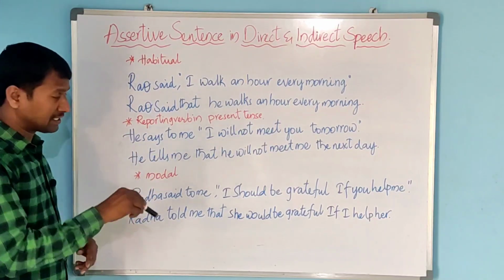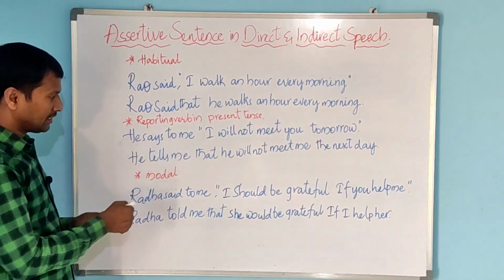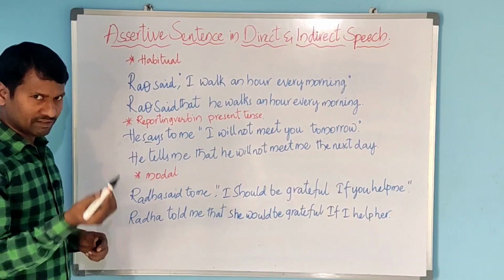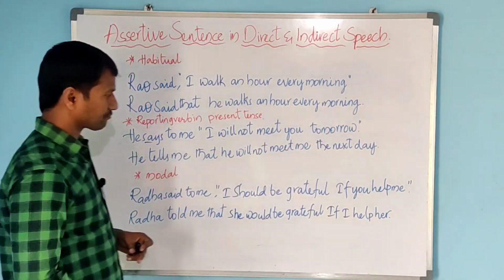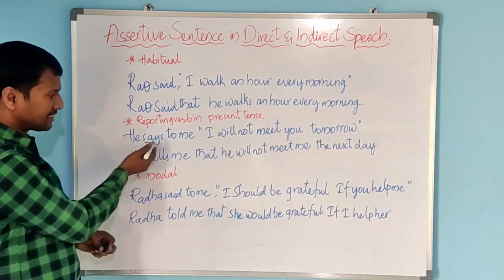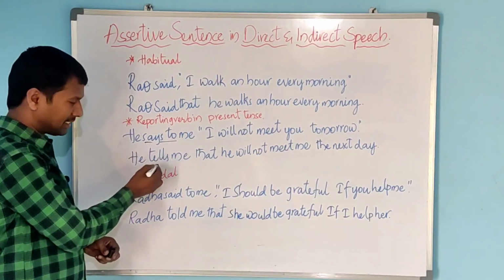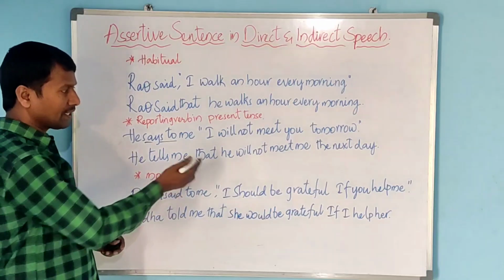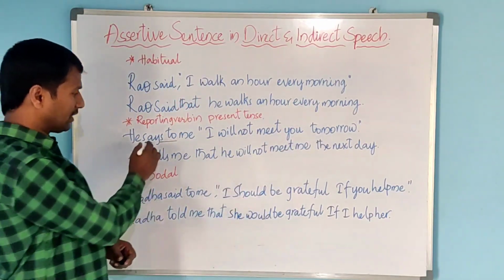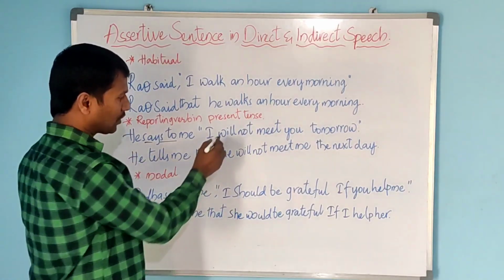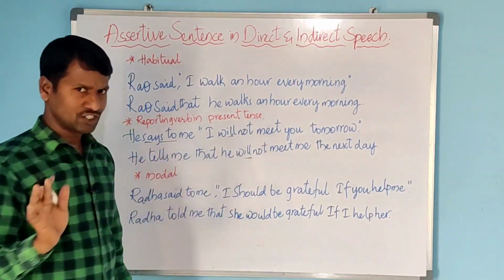When the reporting verb is in present, he says to me, it is reporting verb in present tense. I will not meet you tomorrow. The answer is, says to changes into tells. So he tells me he will not meet me the next day. Reporting verb is in present tense. That's why will remains unchanged.